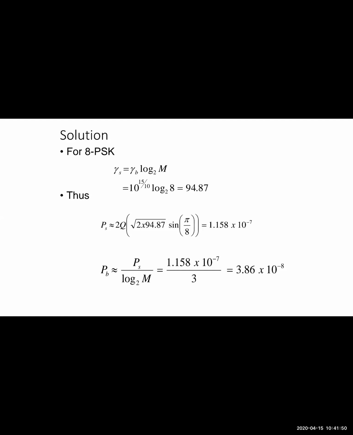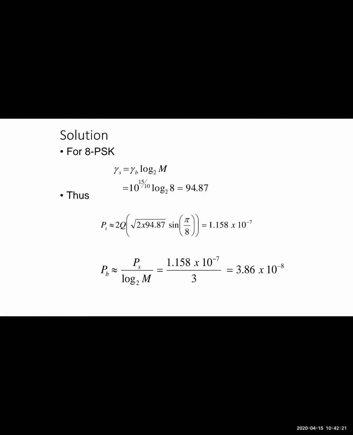So if you send 3.86 times 10 to the power 8 bits, then one of them will be in error. So 1 over this value, if you send that number of bits, then you get one error. That's the interpretation you need to do.